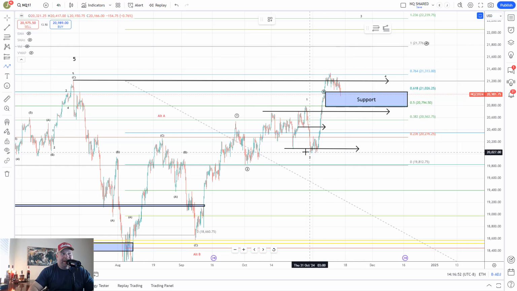Before they ever got into this area, when they were down here, I said they'd likely shoot up into this area, chop, and then break out. It's exactly what we're seeing. They've pulled back into support, and as long as they hold their support box, we would expect the next move to the 21.7 to 22.2 area. So 21,700 to 22,200 are the next fibs higher.